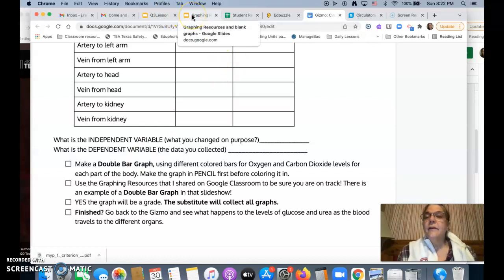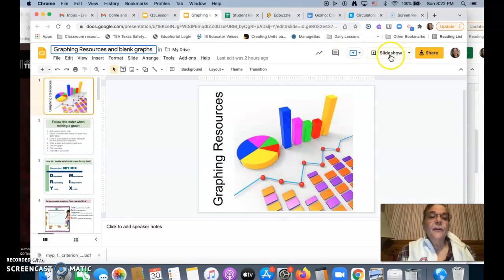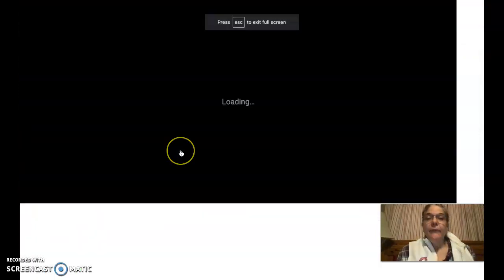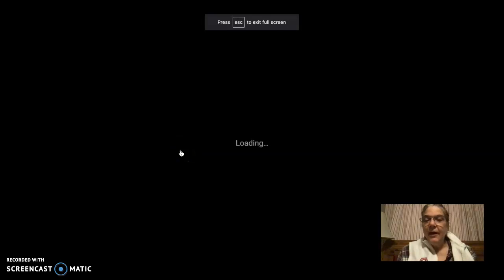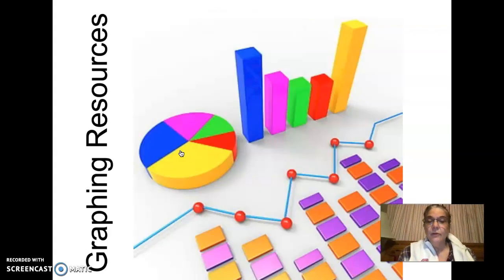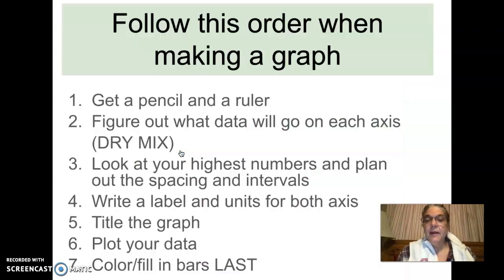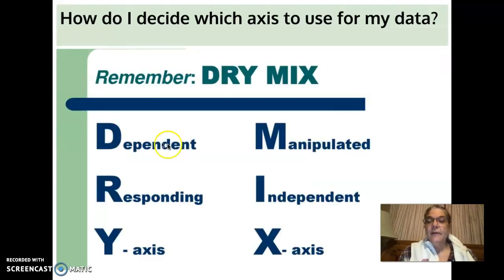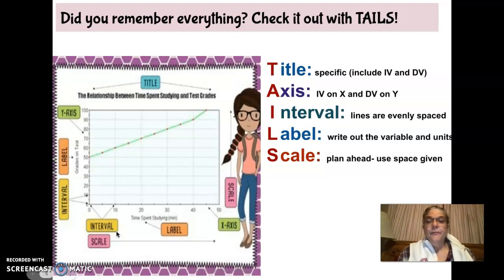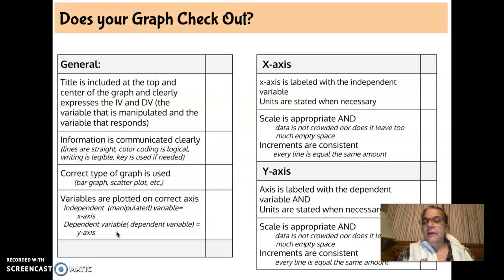These are the graphing resources that I have linked. Y'all, this is going to be a grade for your graph. You've practiced graphing so many times, you really should get an A on this, no problem, if you take your time and do it right. Here are just some hints of what to do when you're making a graph. How do you tell how to set up your graph? Here's another one. And here is a checklist. Make sure you go through this checklist. It's also in your science journal.